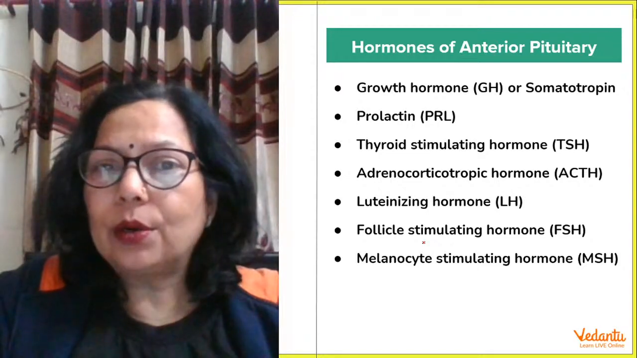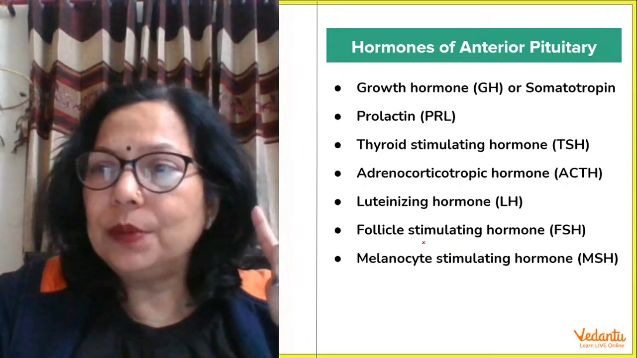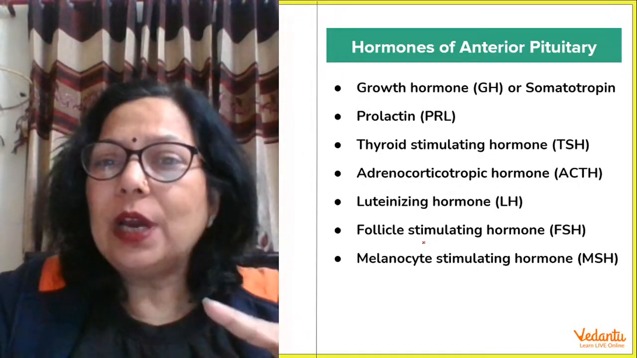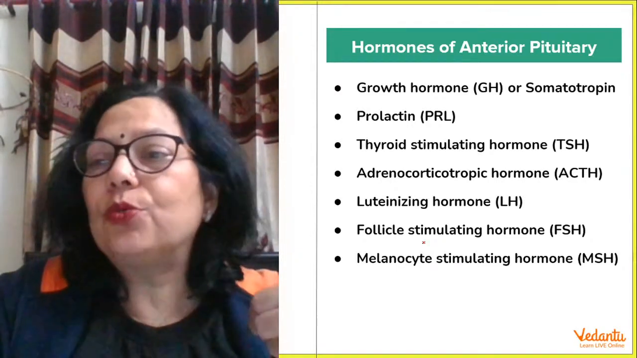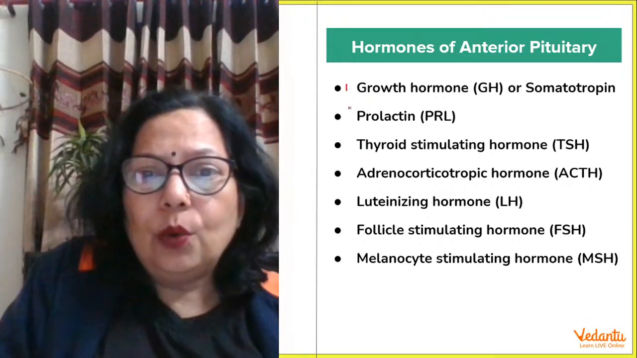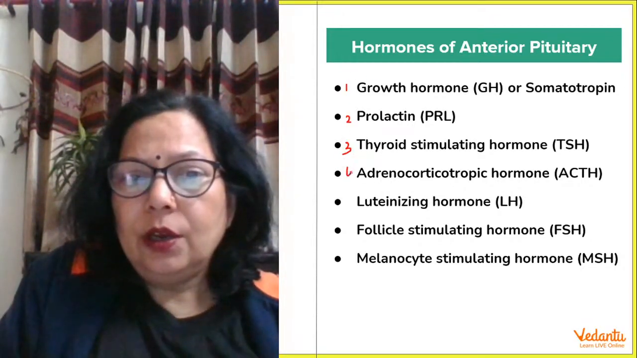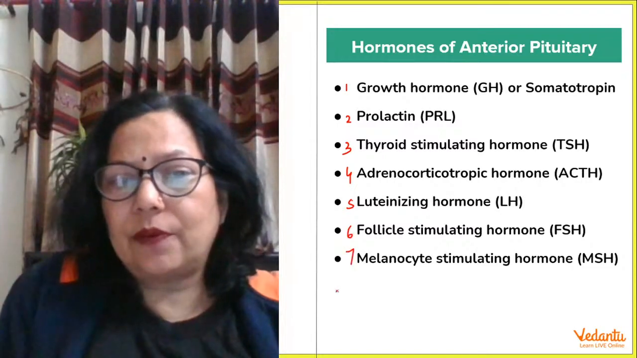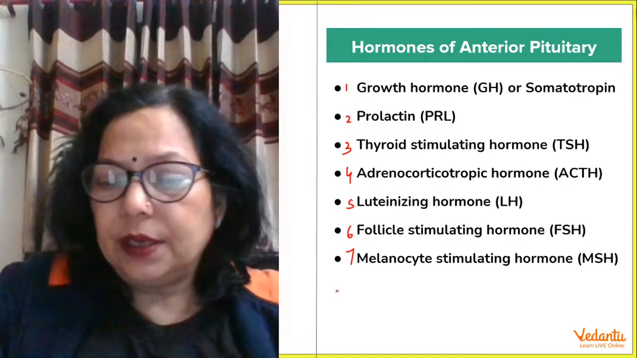So you have done two endocrine glands. One was the hypothalamus, second is the pituitary. Now we are going to study कि anterior pituitary से कौन-कौन hormones निकलते हैं. How many hormones are there? 1, 2, 3, 4, 5, 6, 7. There is a trick to learn it.